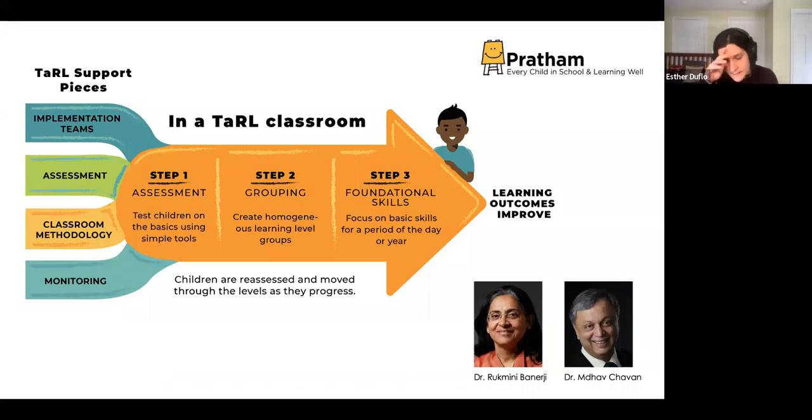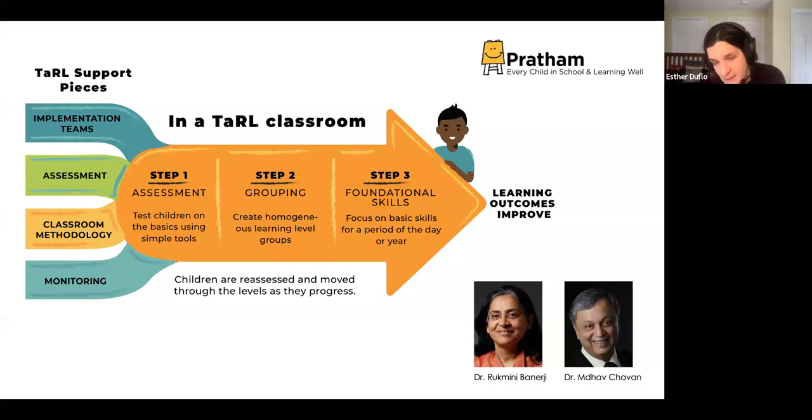If that's the problem, then one can really make significant gains in schools by abandoning a uniform curriculum that's based on age with automatic promotion, as we discussed earlier, in favor of a system where you have teaching at the right level, so that's TARL. Kids are regularly assessed using very simple tools. Then they are grouped by homogeneous learning level, and they start by getting foundational skills appropriate to the level where they are now. And then kids are constantly reassessed and moved through the levels as they progress.